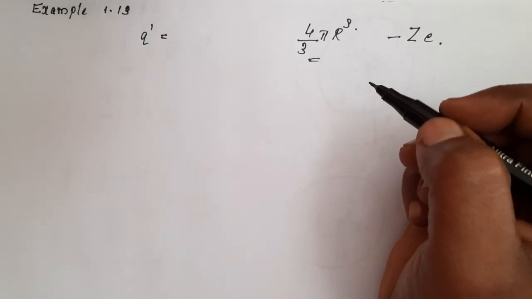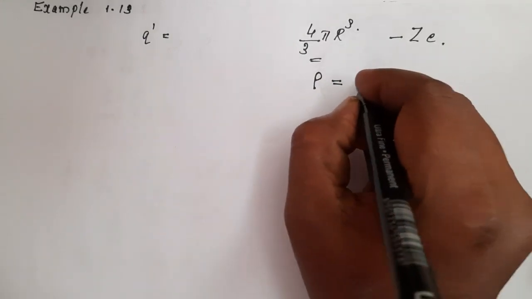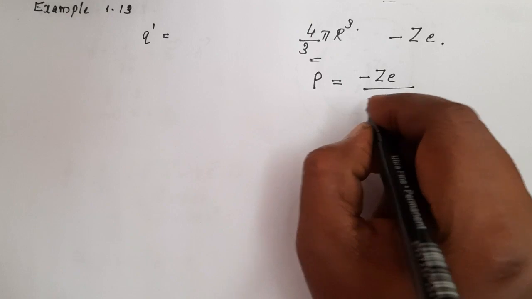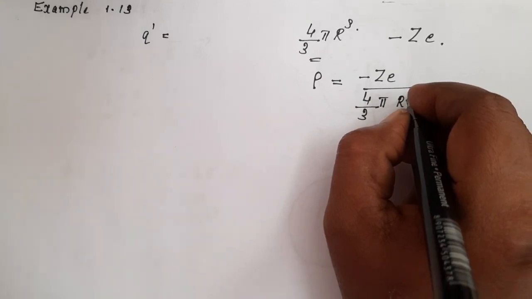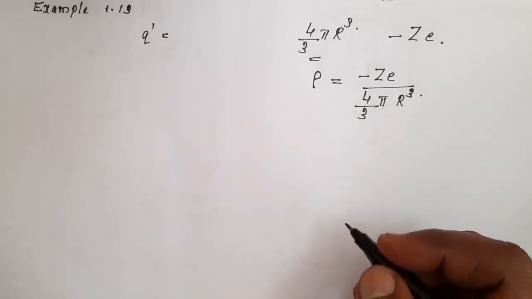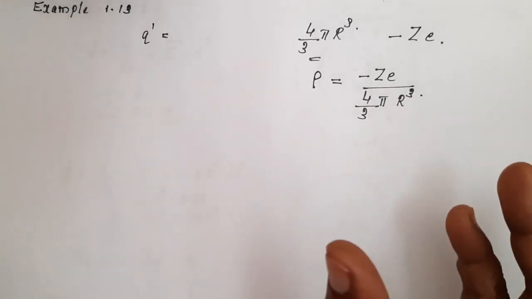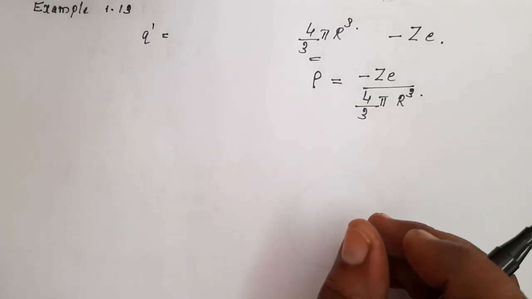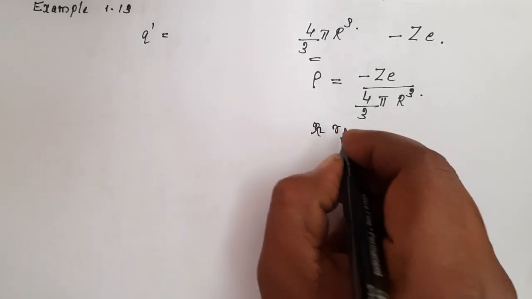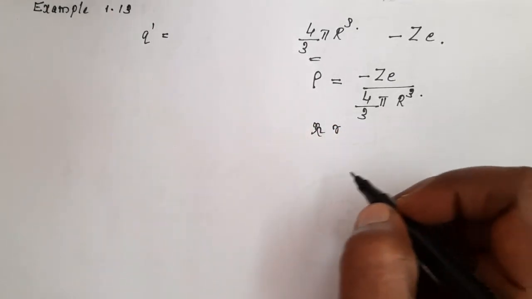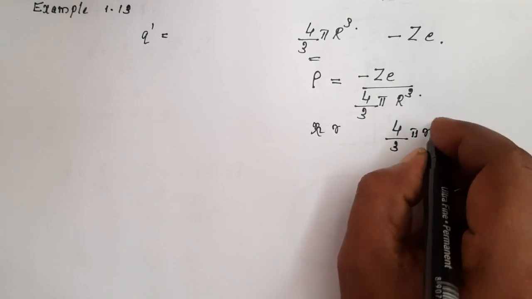Okay. So how much is the volume charge density? Volume charge density rho is equal to minus Ze divided by 4 by 3 pi capital R cube. So this is the volume charge density. So how much will be the negative charge enclosed by the Gaussian surface? The Gaussian surface has a radius small r. So what is the volume of the Gaussian surface? The volume of the Gaussian surface is 4 by 3 pi small r cube.